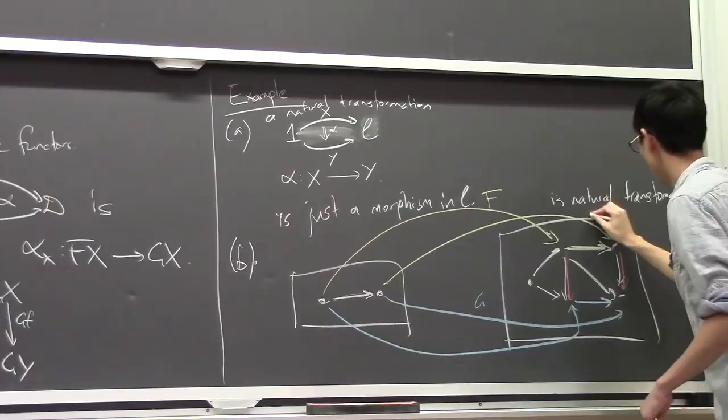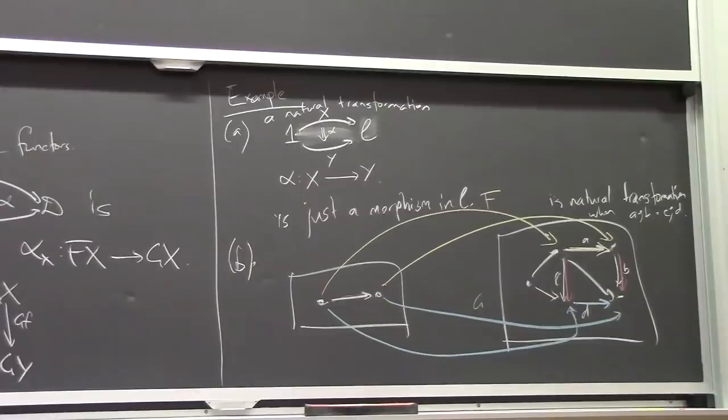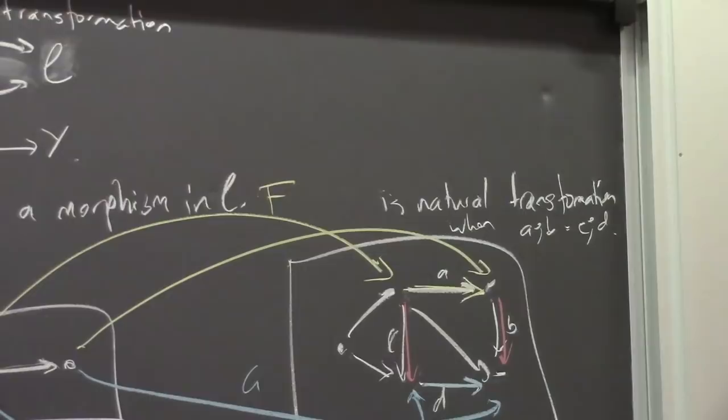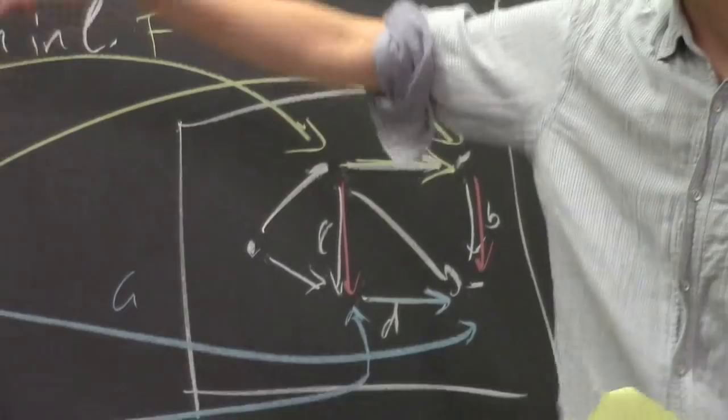A, B, C, D. So then it's a commutative square in C? Yeah. Okay. A natural transformation is a commutative square. And so a natural transformation from 1 is just a morphism, a natural transformation from 2 is a commutative square.